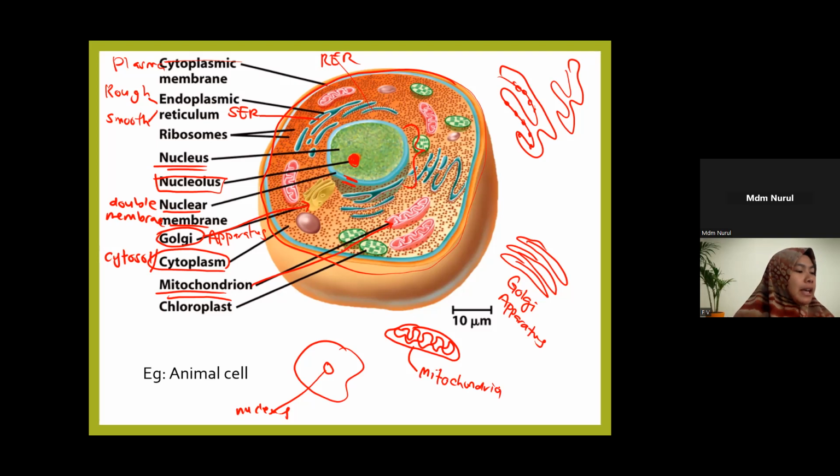Okay. And next one is chloroplast. So chloroplast bentuk dia macam mana? Dia macam ni. Ada dua membrane. Dan dalam dia macam ada duit shilling bertingkat-tingkat. Lebih kurang macam tu. Okay. Ada duit shilling yang disusun bertingkat-tingkat. So itu, this is chloroplast. Okay.